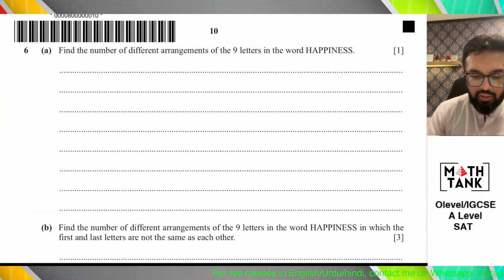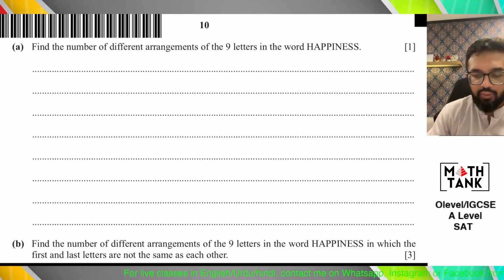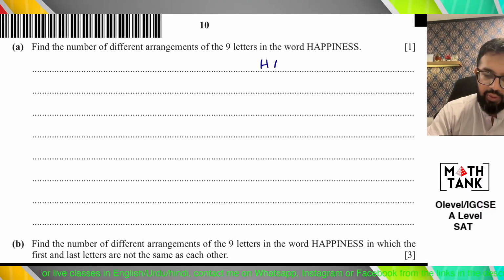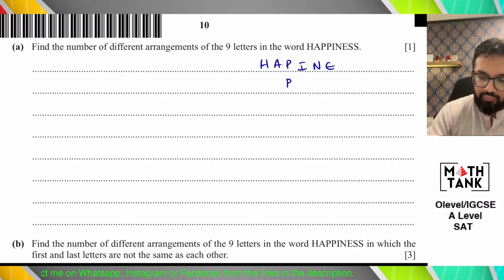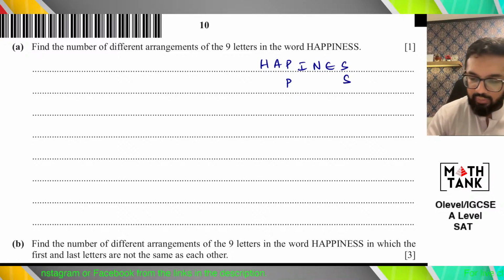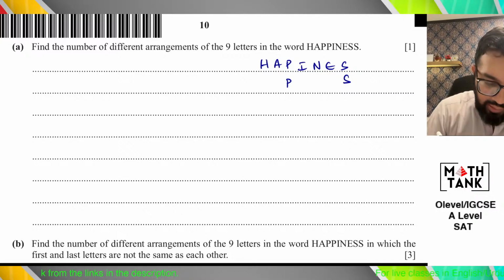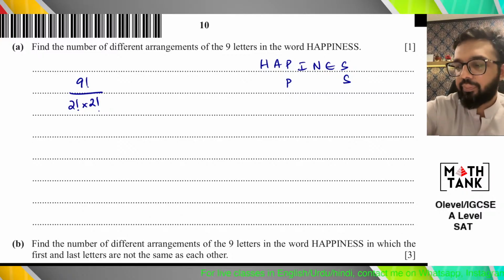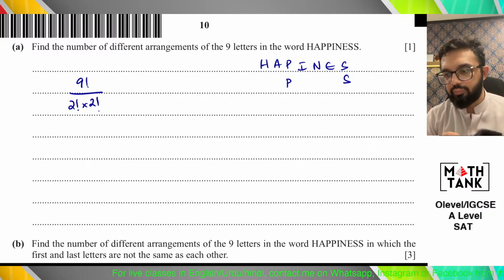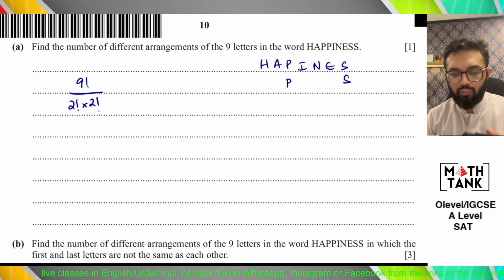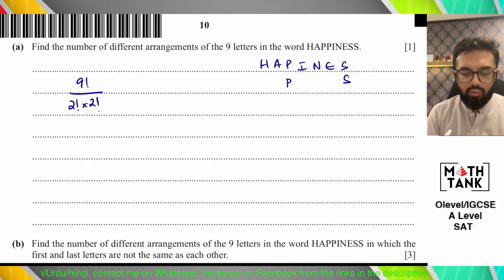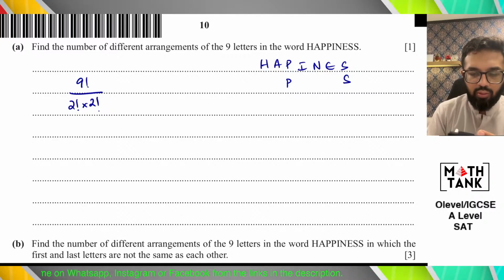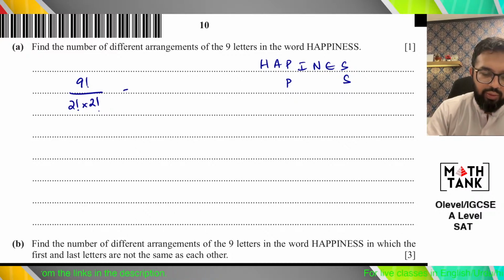Okay, that's the first question. It says find the number of different arrangements of the 9 letters of the word happiness. So happiness. Okay. So 9 factorial divided by 2 factorial into 2 factorial. 90720.